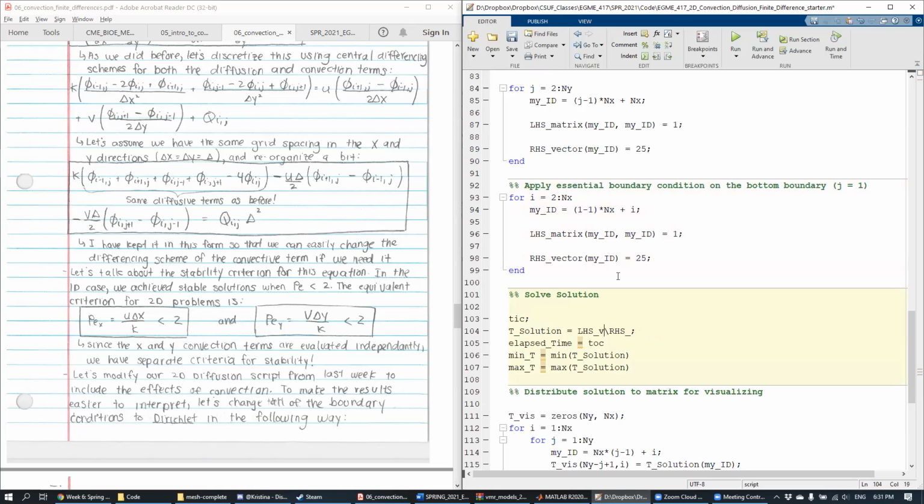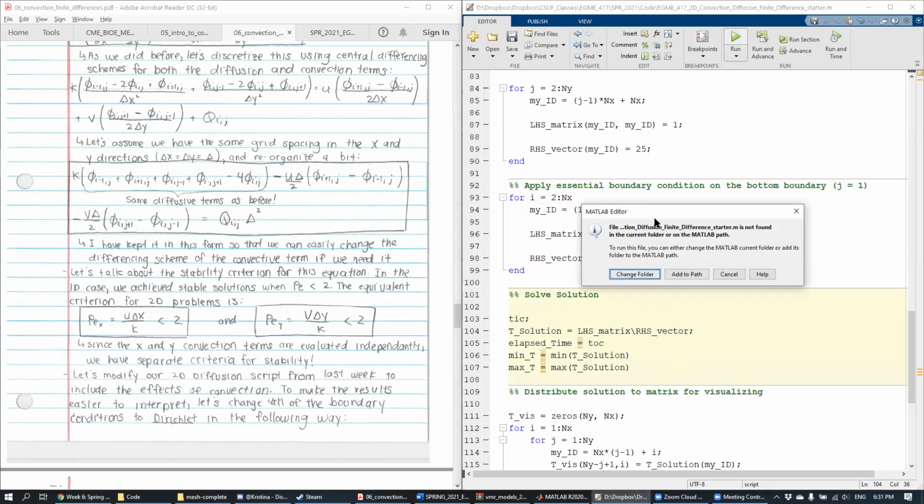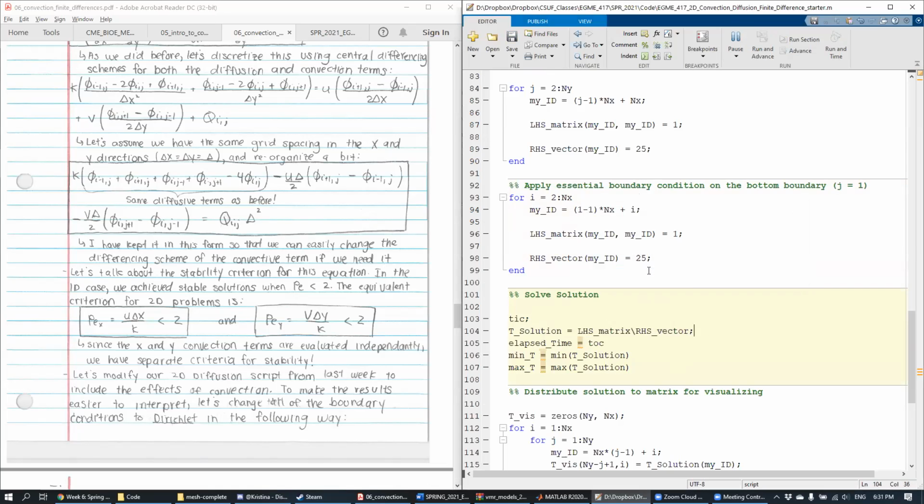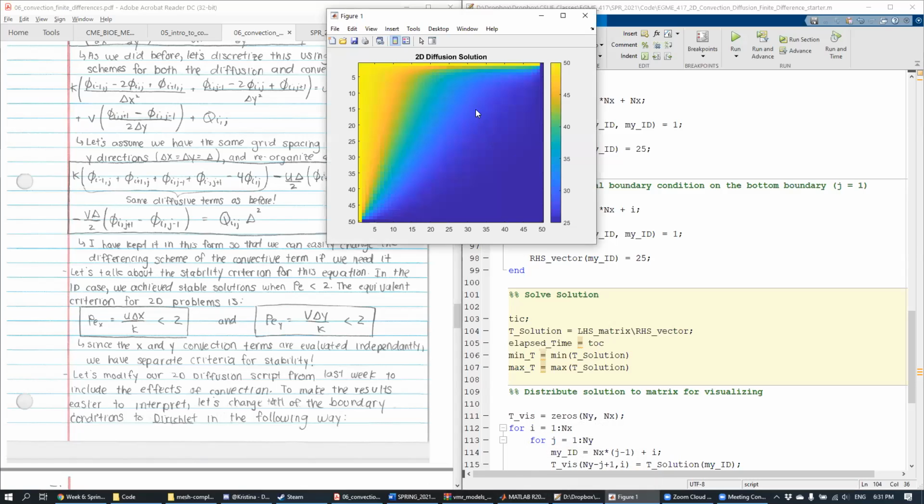And so at this point, now we're ready to solve. And I apologize, I should have revised this code a little bit more. Okay. And so in order to solve, we have to do the backslash with the left-hand side matrix and right-hand side vector. So you can do left-hand side matrix backslash right-hand side vector. Okay. If we run this code, it's going to take a little bit of time because it's 50 by 50. And we end up with the following solution.